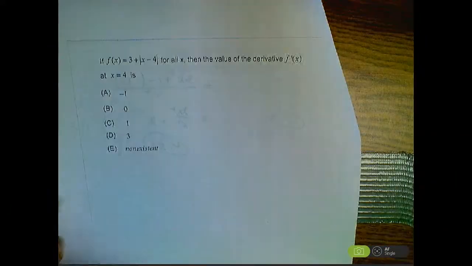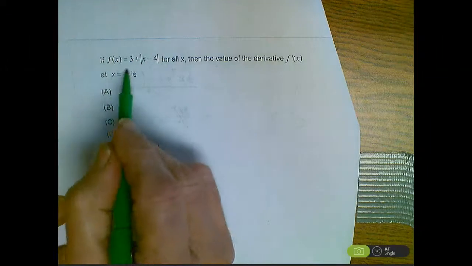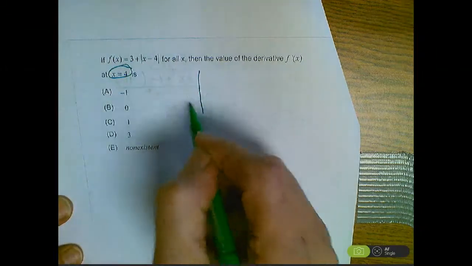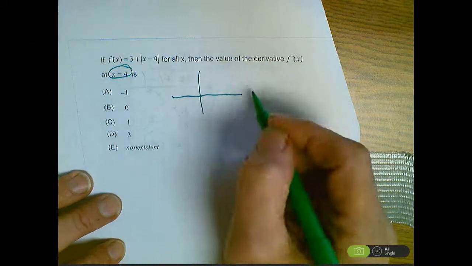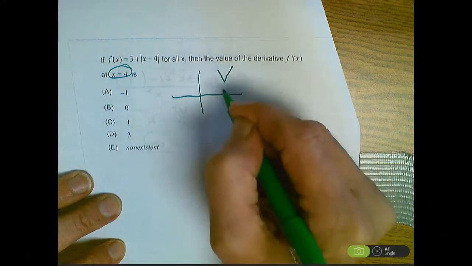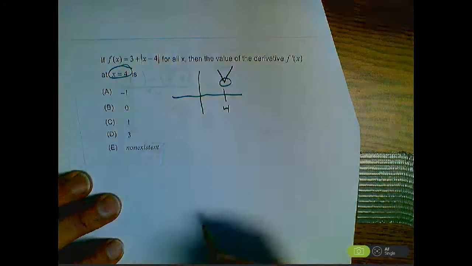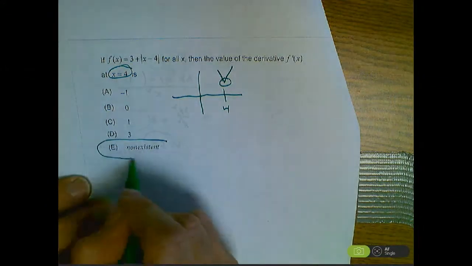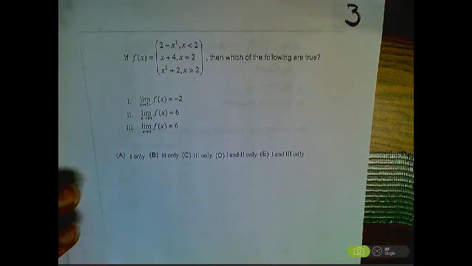Okay, now if that's the function, find the value of the derivative at 4. Let's graph it. I don't like absolute values, so I just graph them. Shift it to the right 4, up 3. It's sitting up here at 4. I notice that I have the cusp at 4, so because I have the cusp, I have a non-existent derivative. Okay, problem number 3.